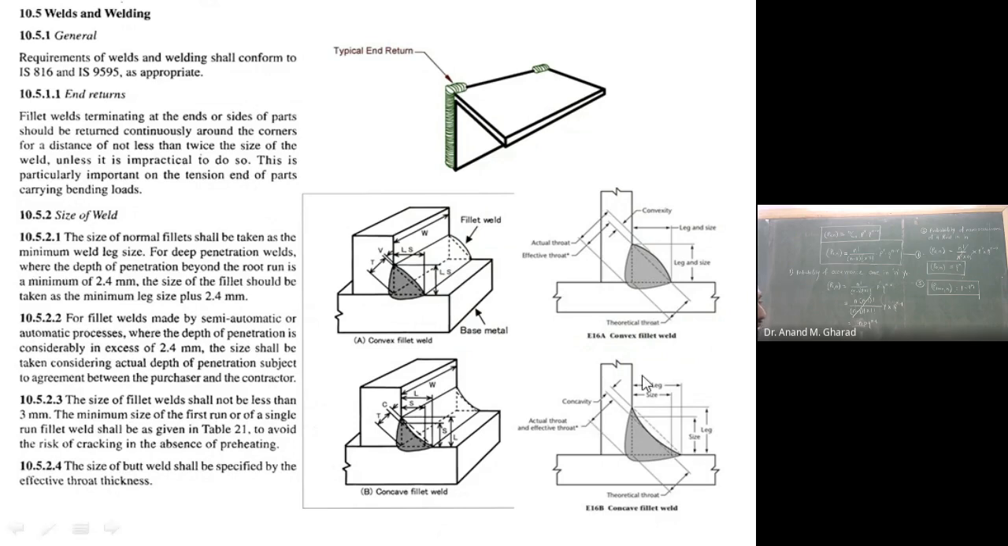So both these categories, howsoever the shape may be, the size of the leg and all will be this much only. That is, this point is known as the root of the weld, and from this root up to this much distance, it is known as the weld size or size of the weld. This is of our importance. Then this will be known as the thickness of the weld.